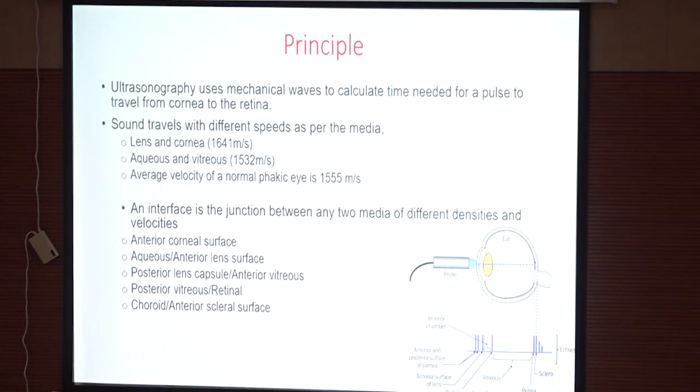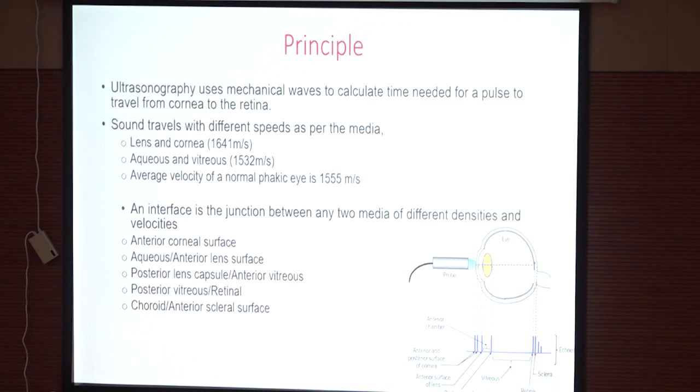So the spikes that we get in the A-scan are because of the interface of the anterior corneal surface, the aqueous and anterior lens surface, which produces the second spike, the posterior lens capsule and the anterior vitreous interface, which produces the third one. The posterior vitreous and the retinal spike is because of this interface, and lastly the choroid and anterior scleral surface interface produces the fifth spike. This is followed by retroorbital short spikes due to the orbital fat.